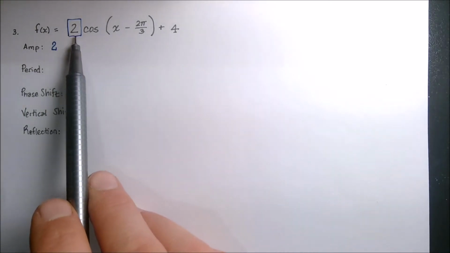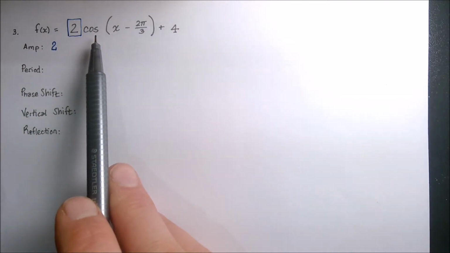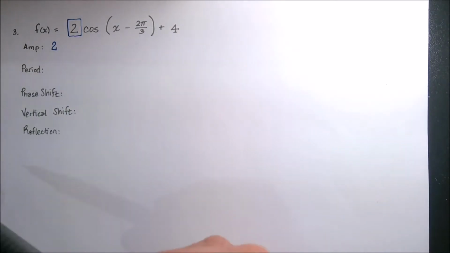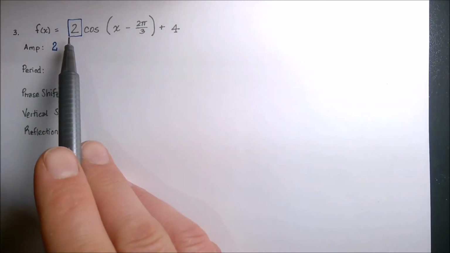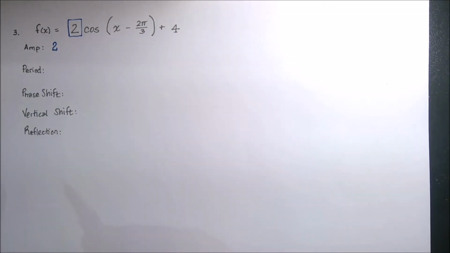So guys, I've circled off that 2 that's multiplying the function out in front. And that's because it changes the vertical distance from the center line up and the center line down in a sine or cosine function, which is called the amplitude. And so it's twice as tall. Normally it goes from -1 to 1. Now it's going to go from -2 to +2. Again, that's above the center line.